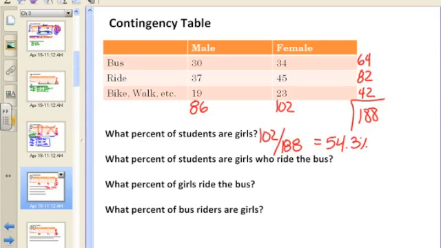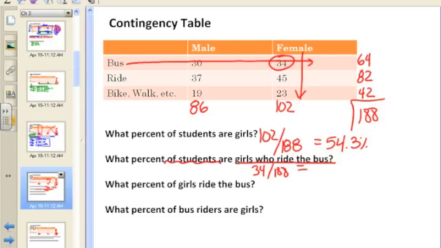Now, slightly different question. What percent of students are girls who rode the bus? So now I'm looking for girls who ride the bus. Well, if I look on my chart, females here, so it's going to be one of these 3, and ride the buses here, so it's going to be one of those 2. 34 is where I have both. They ride the bus and they're female. So that's 34 out of all the students. So that's 18.1%.